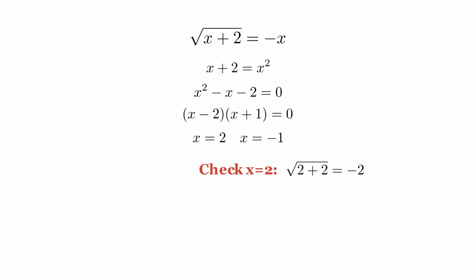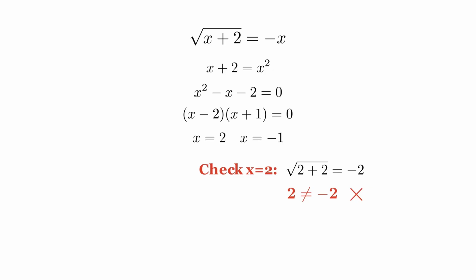Now we check them. Plug in x equals 2. So our expression is square root of x plus 2, that is square root of 2 plus 2, which is square root of 4, that equals 2. But minus x is equal to minus 2. So that doesn't match. That is an extraneous root. So hence the solution is rejected.